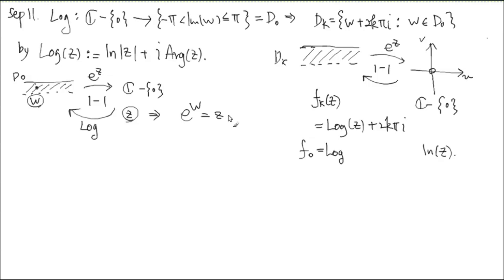And how many such w are there? Only one in that central strip. That's why we restrict it. Over the whole plane, yes, there are infinitely many. But in that central strip, there is one and only one, right? Okay, so that's what we're looking for in w. How would you solve such a thing?